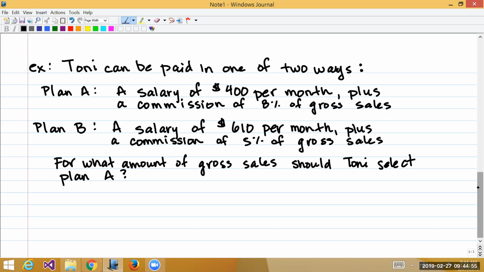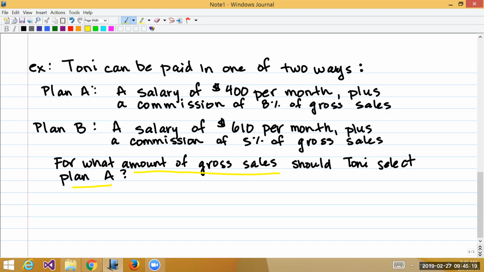So remember, the first thing you want to ask yourself is, what are we looking for? That's where we look for the word find or the question mark. So this is what we are looking for. For what amount of gross sales should she select Plan A? Well, if you have a choice of being paid in two ways, you always want to choose the way that you'll be paid more. Everyone wants to be paid more, right?